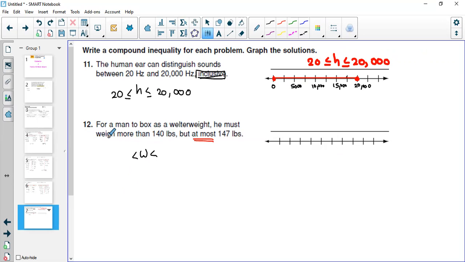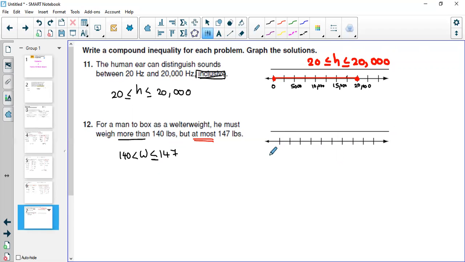Now they said he should weigh more than 140. So he should not be less than 140, which means, am I going to write the equal sign here? Definitely not, because they said more than. So it should be less than. He could be 141 or something like that. But at most means the maximum he could be is 147 pounds. He should be equal to 147 or less than that, not more. So how do you graph this inequality?